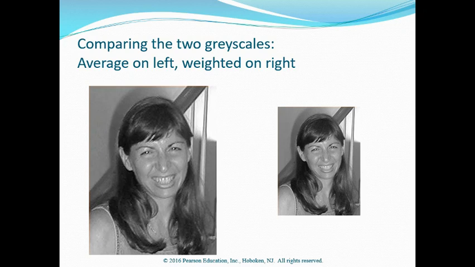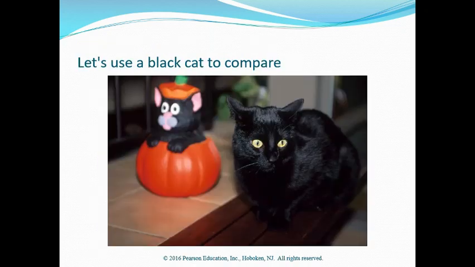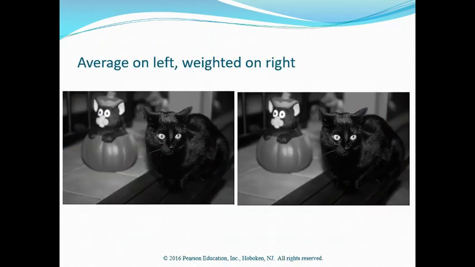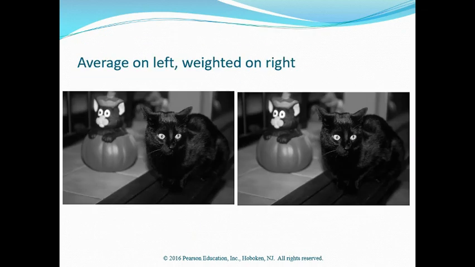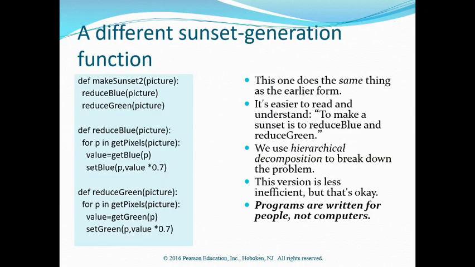And then you can see, comparing the two grayscales, the average one is on the left and the weighted one is on the right, which does for sure look more realistic to the actual picture that we once saw. So let's use a black cat to compare. As you can see, the left is our average one and the right is the weighted one. So prior picture, sorry, here's the original. And then as you can see on the right, the weighted.